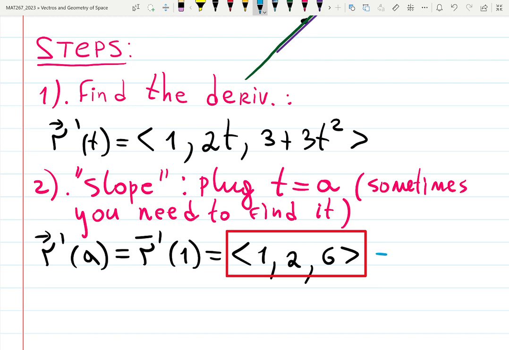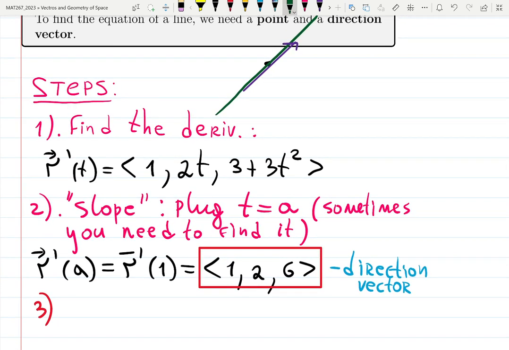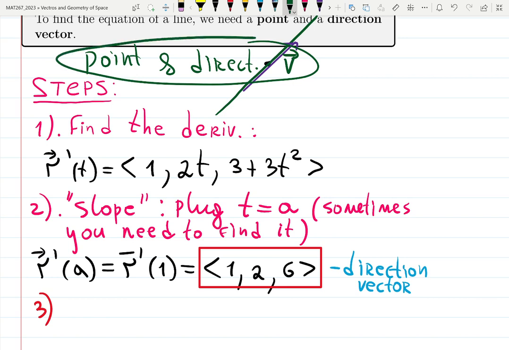This is a directional vector. Remember, we need a point and direction vector to build the equation of a line. That's what we learned last time. We need a point and direction vector v. We called it v last time. That's new information. If you don't remember this, it's fine. We just learned on Tuesday. So for a normal line, we would need a point and a slope, but for these kind of equations, we need a point and a direction vector.